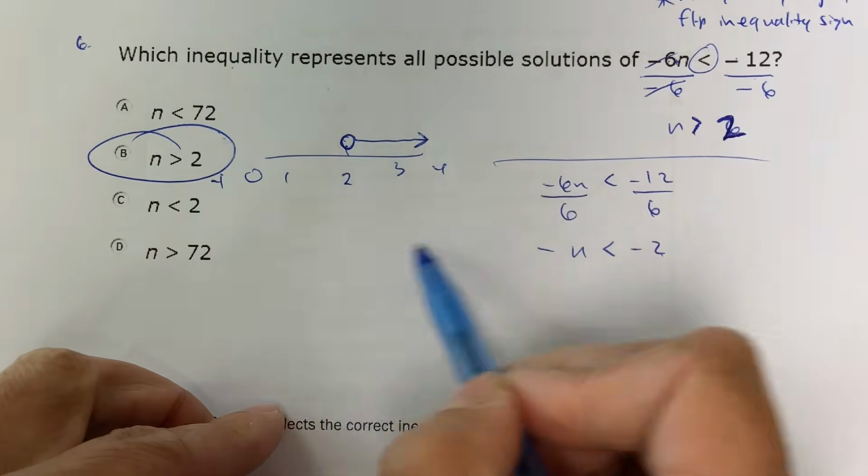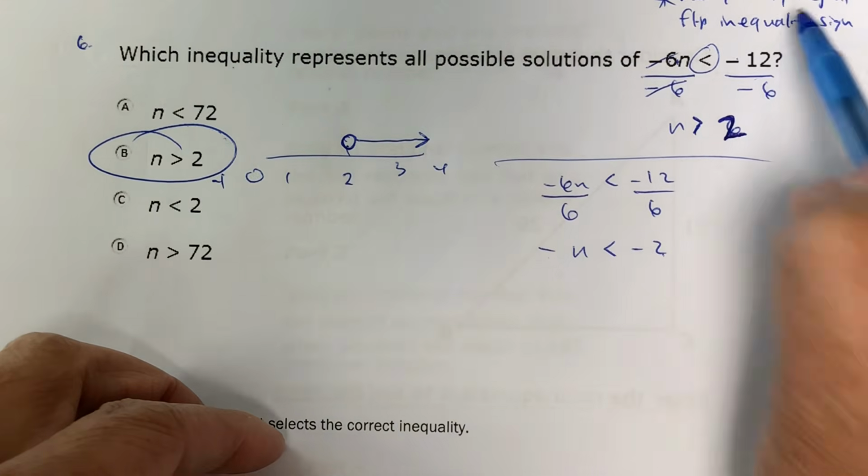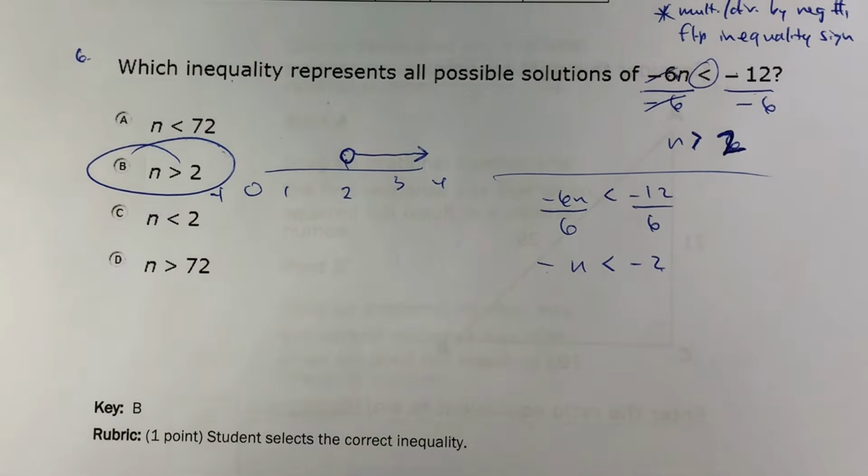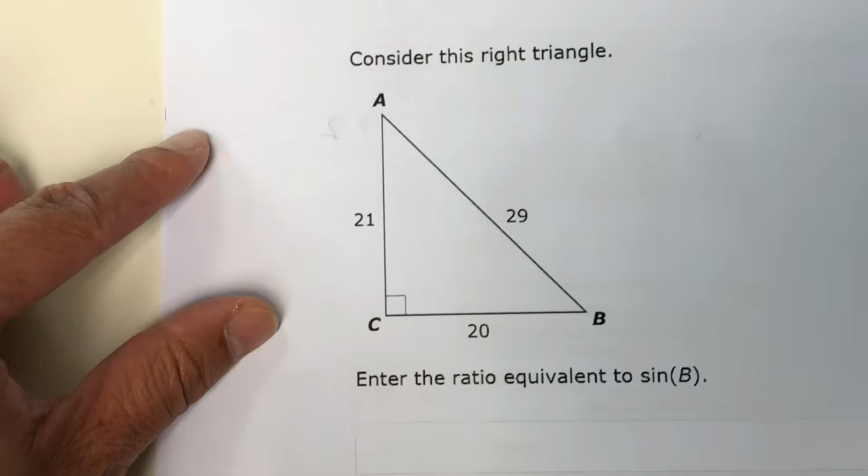So with this number line, giving yourself a visual, this idea of flipping the inequality is a little bit of a shortcut, but you can see how you can actually check your solution by just substituting in numbers.